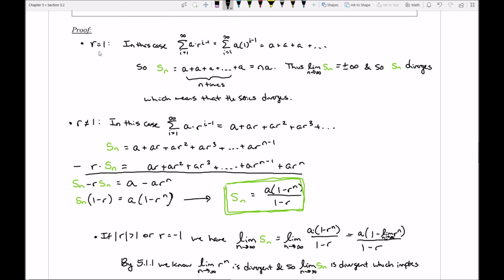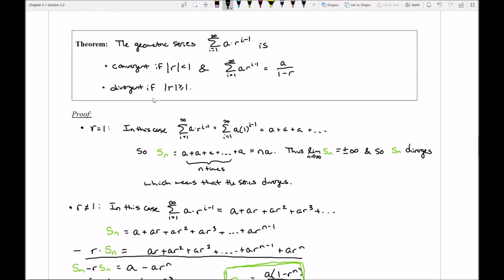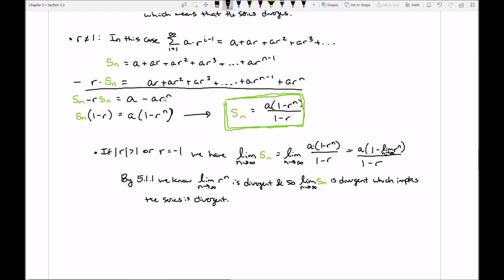So look at that. If r was the value of positive 1, negative 1, or its absolute value was greater than 1, we ended up with divergent, just like the theorem said. Now, of course, we have one more case to consider, which would be what would happen if the absolute value of r was less than 1? Well, again, we can take a look at a lot of the same pieces here. We're still wanting to compute the limit as n approaches infinity of our s sub n. This is obviously going to lead us to the exact same point as before: a times 1 minus the limit as n approaches infinity of r to the n, over 1 minus r.